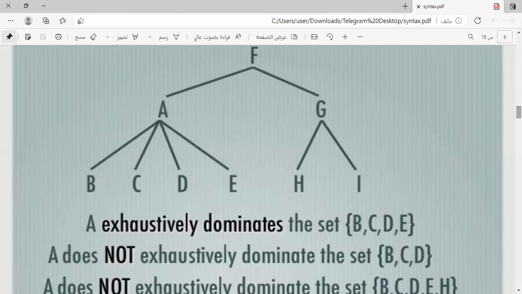So if I ask you in the exam, does A exhaustively dominate B? Give me quick answers. B alone? No. Be careful here. Does A dominate B? Yes. Does A exhaustively dominate B? No. Okay, right. So does A exhaustively dominate B, C? No. Does A exhaustively dominate B, C, D? No. Okay, carry on, Ru'a.